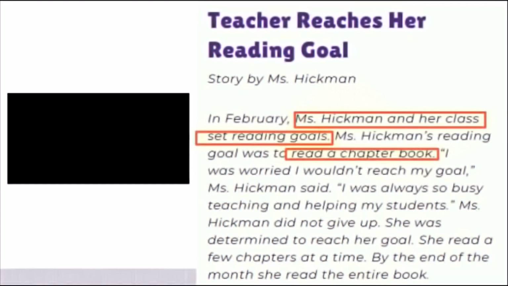I found one more piece of key information. Did you? The last piece of key information that I found was that Miss Hickman actually read the entire book, so she did reach her reading goal. How did you do? Did you find the same key information that I did?